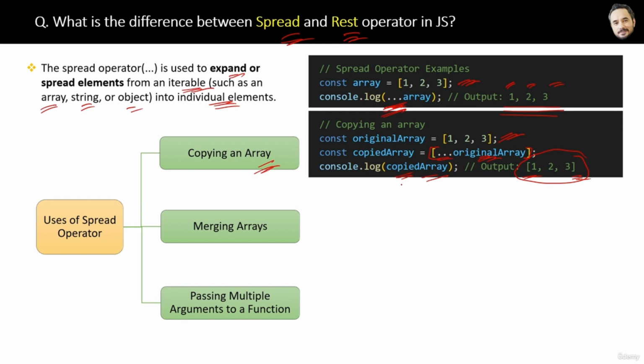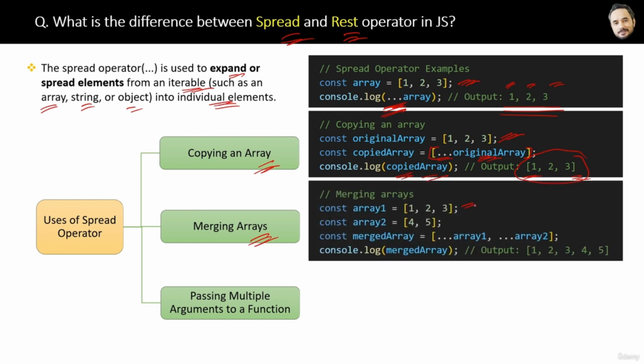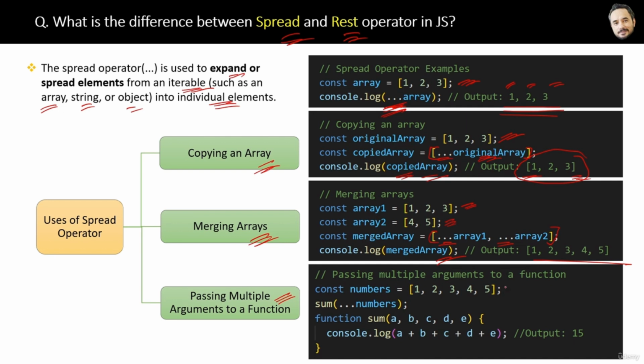The next use of spread operator is merging arrays. Here you can see we have 2 arrays and we are putting both of them inside the square brackets with spread operators. And finally, we are getting the merged array, right? The last use of a spread operator is passing multiple arguments to a function. Suppose you have an array with multiple elements like this. Then while calling the function, you can pass this array with the spread operator. And in the function body, you can receive the individual elements sent by this spread operator.